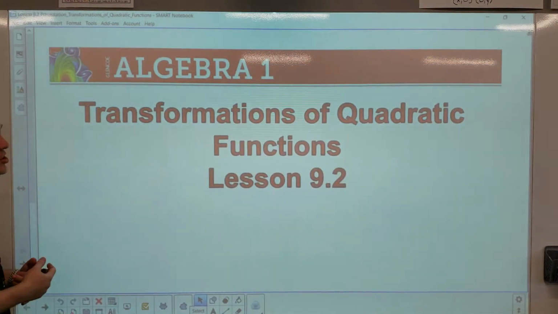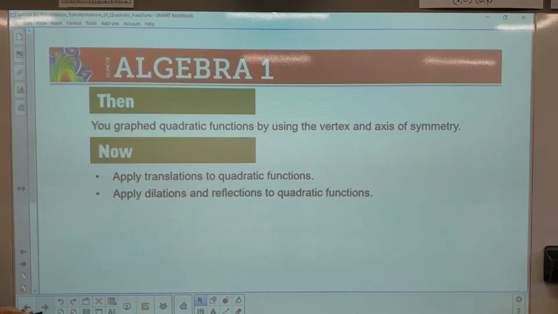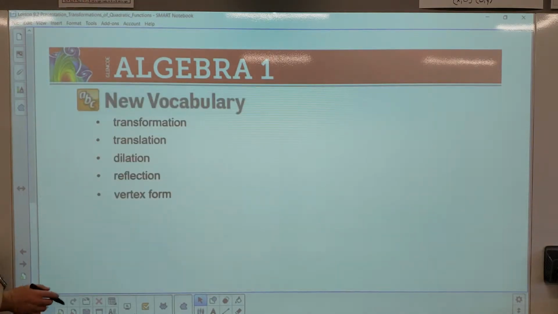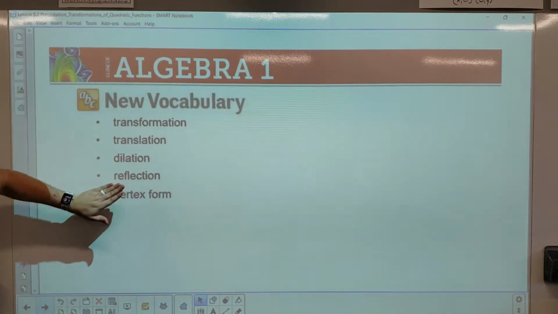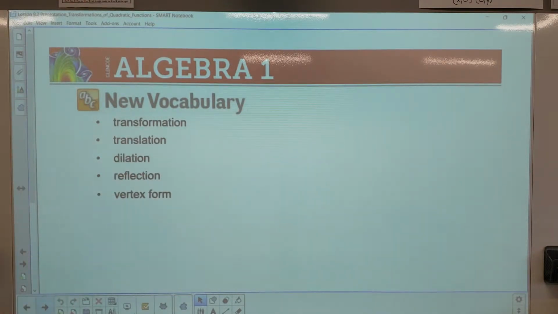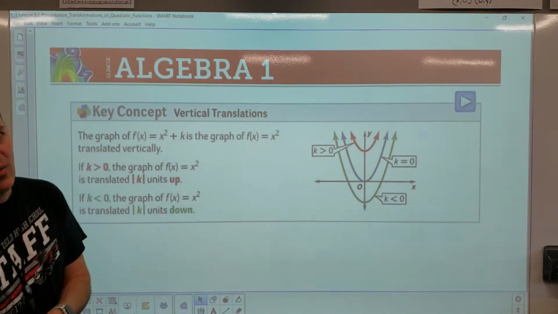Okay, so two things in here. Transformations of quadratic functions is a pretty simple setup. We didn't have bell work, so instead we're going to go right into the lesson. Transformation, translation, dilation, reflection, and vertex form are the things we're talking about. So vertical translation, what does it mean?